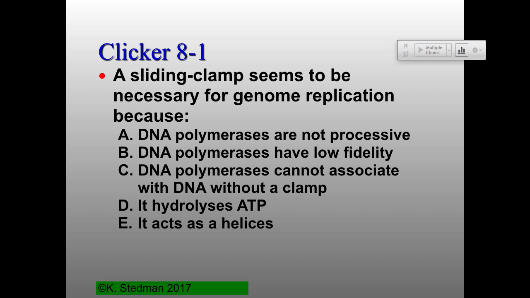So, the sliding clamp seems to be necessary for genome replication because DNA polymerases are non-processive, DNA polymerases have low fidelity, cannot associate with DNA without a clamp, hydrolyzes ATP, and it acts as a helicase. Oh, helicase. I hate autocorrect. That should be a helicase here.